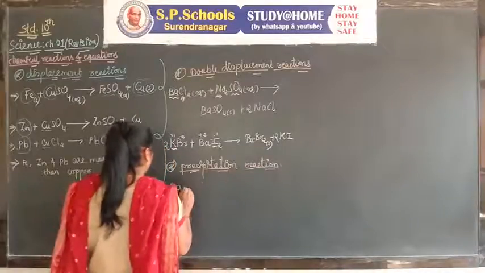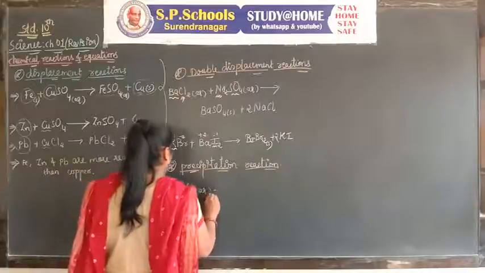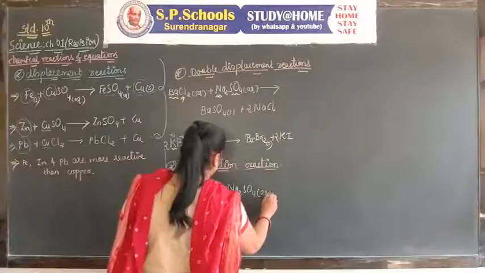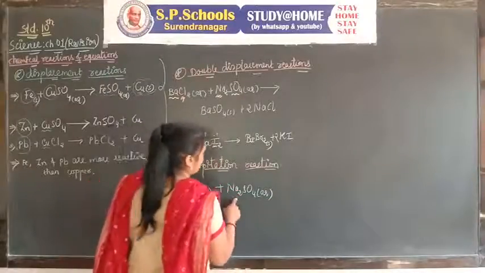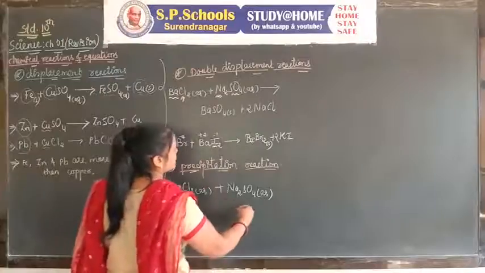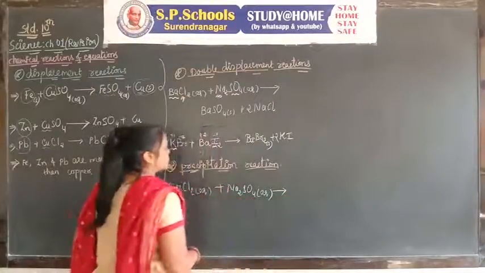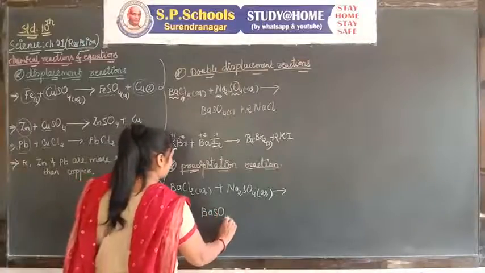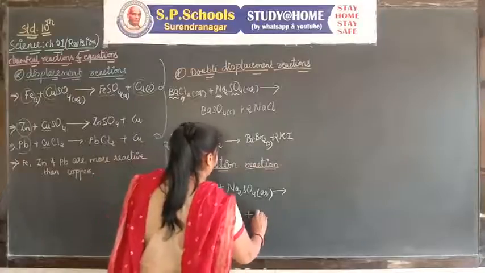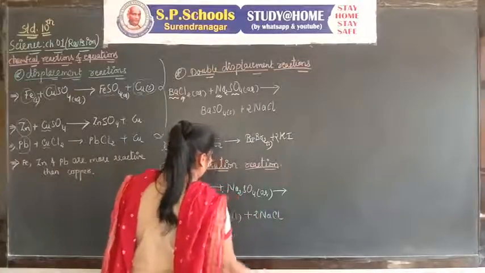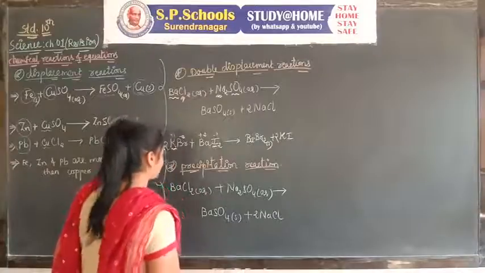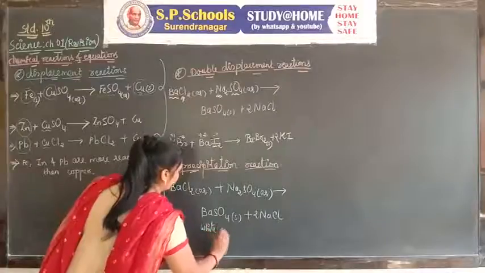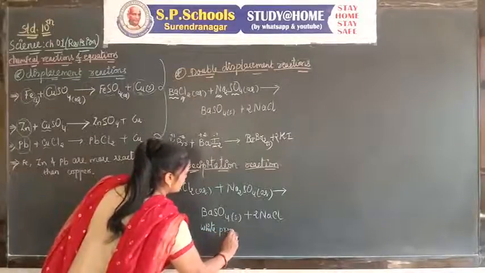If barium chloride, an aqueous solution, reacts with a solution of sodium sulfate, barium sulfate is formed along with NaCl. In the solution, the precipitates can be seen. White precipitates of barium sulfate can be seen in the process.